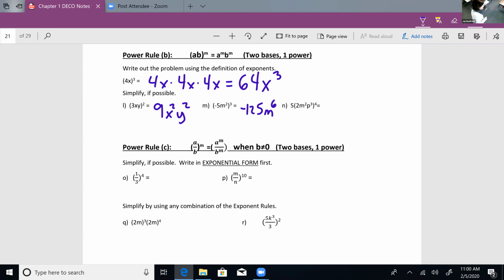Okay, can you figure out what to do on n? Now, you said distribute. Do I distribute before I take care of the exponents or after? Think PEMDAS. I'm going to have to distribute, because that's multiplying, after I take care of the exponents. So we're going to leave the 5 here, and then inside parentheses, tell me what you get when you do 2m squared m p to the third raised to the 4th power.